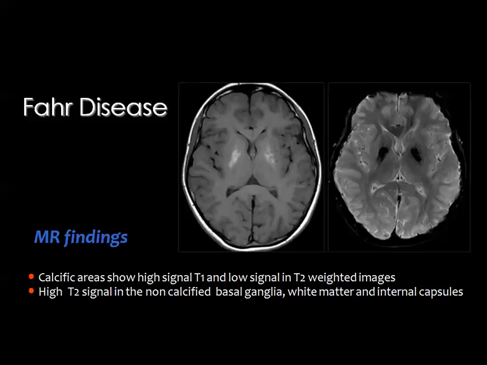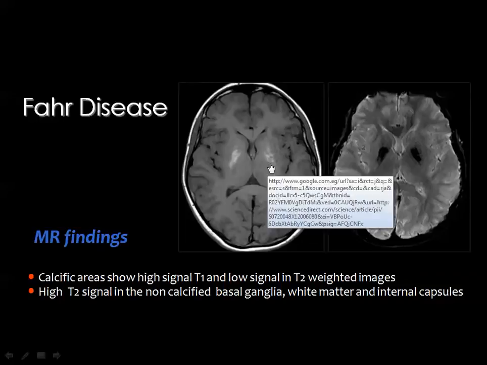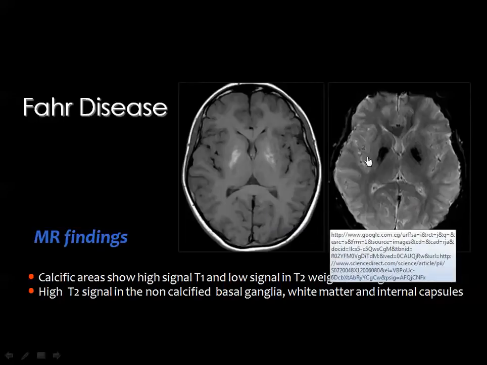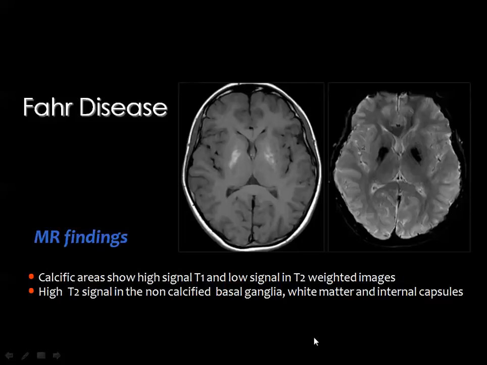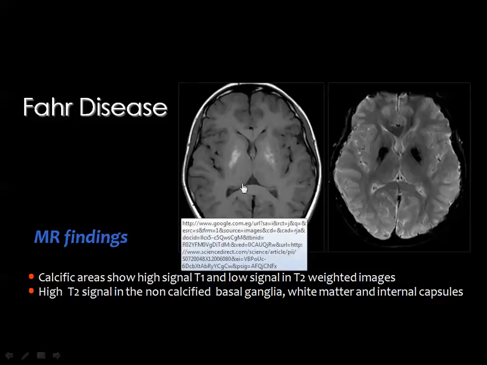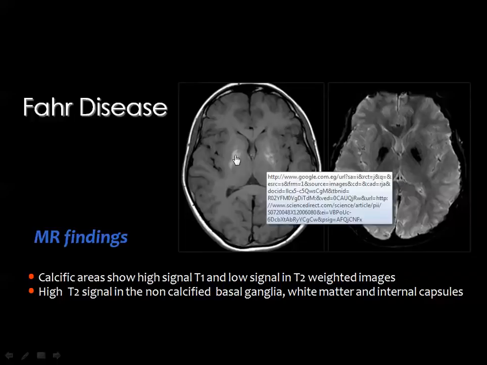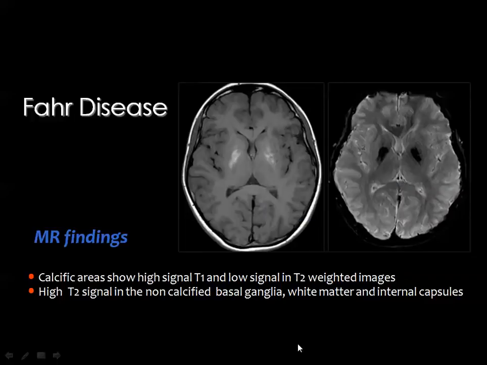And you know that calcium in MRI will appear in some cases black in the T1 and black in the T2 weighted images. But in other situations, the calcium will appear of some increased signal in the T1 weighted image, like you see here, and decreased signal in the T2 and the FLAIR weighted images. And this is also an appearance of Fahr disease, where you can see calcium in the basal ganglia by MRI.